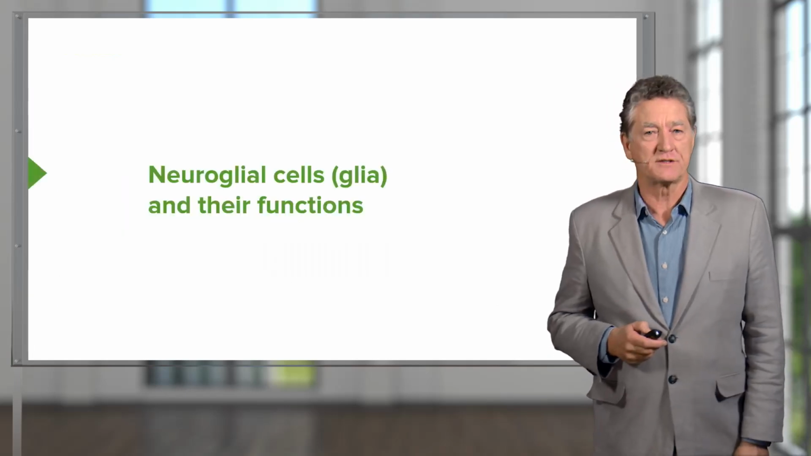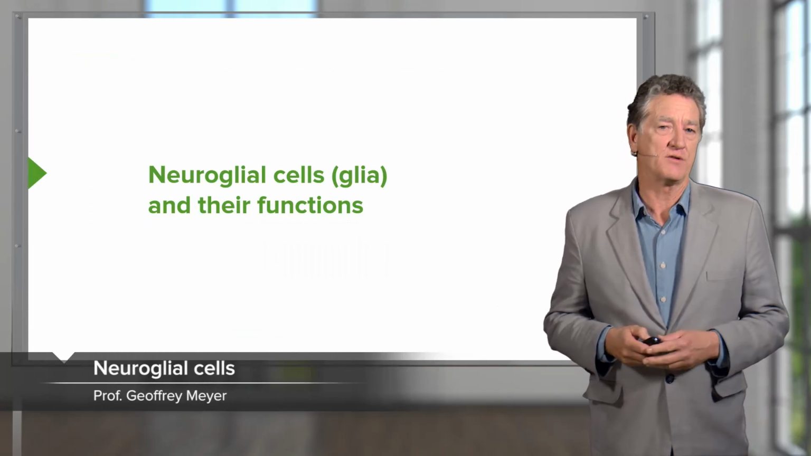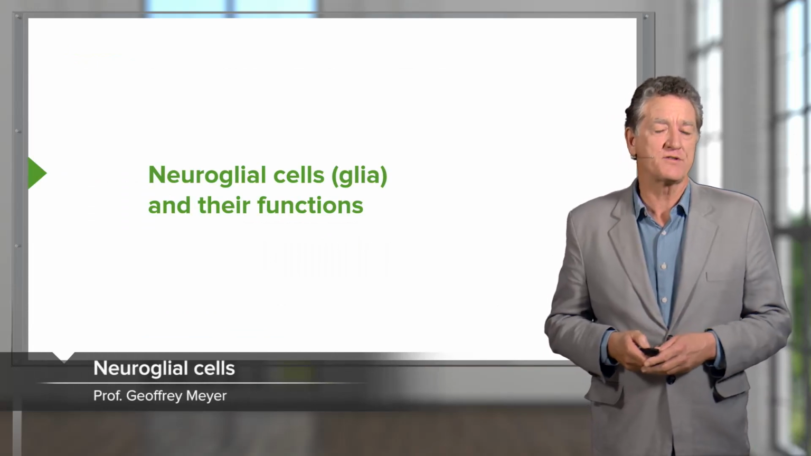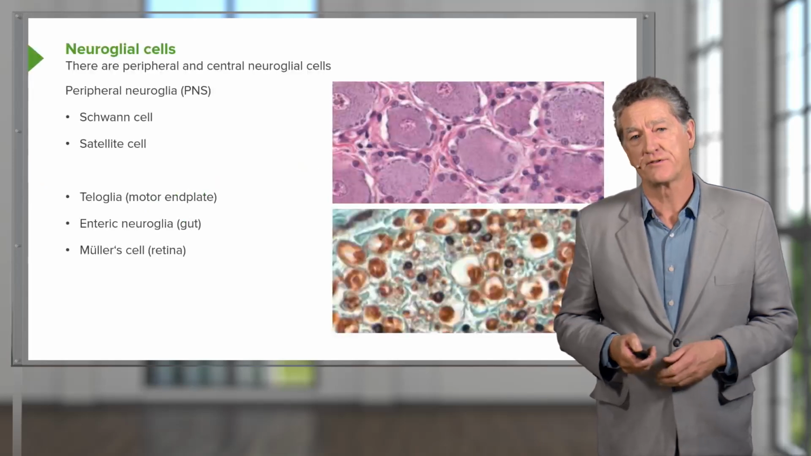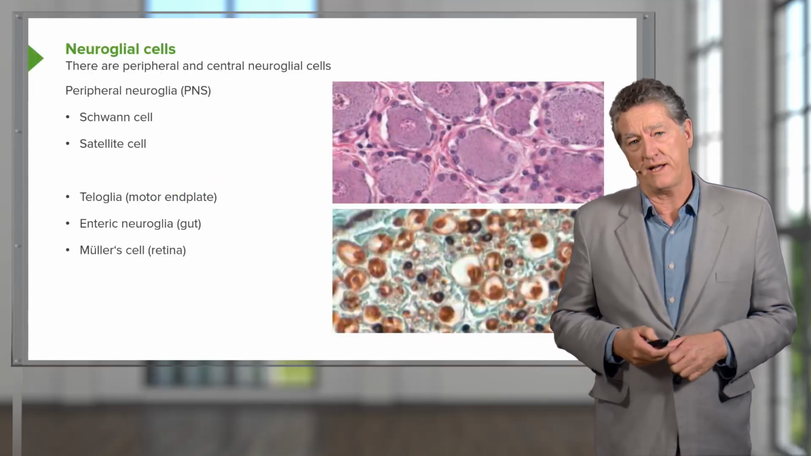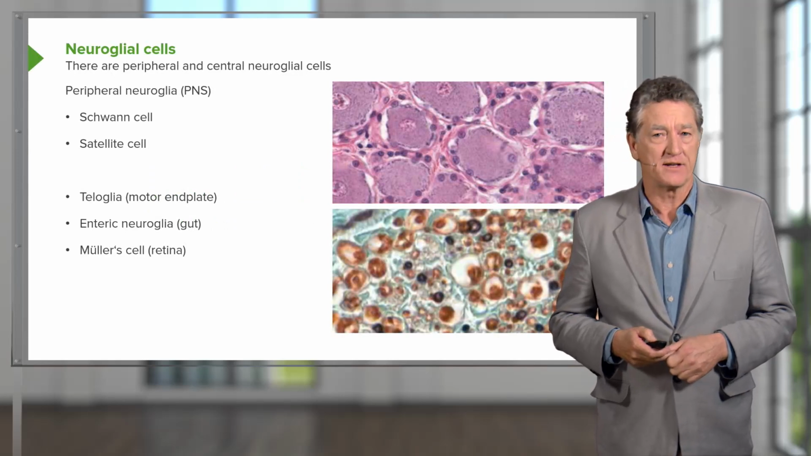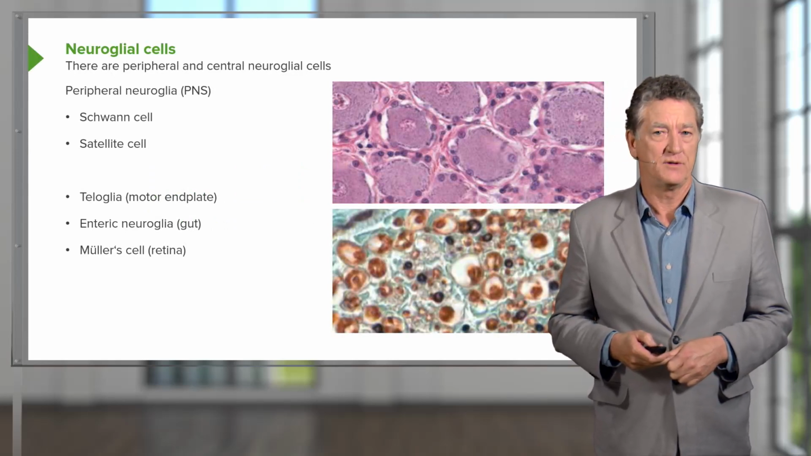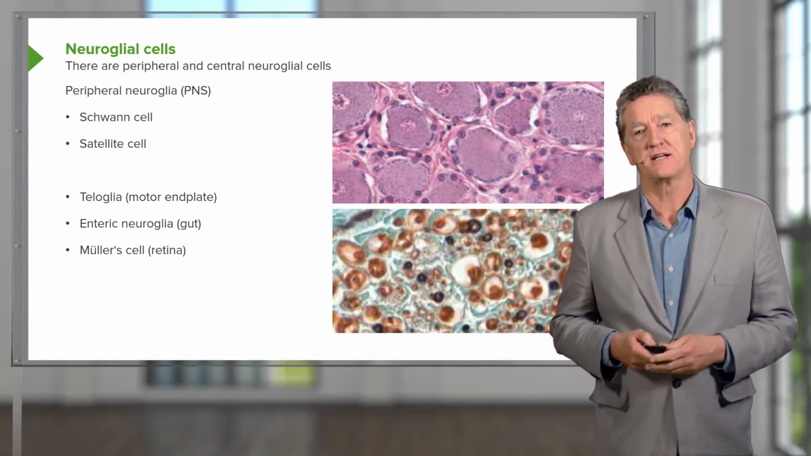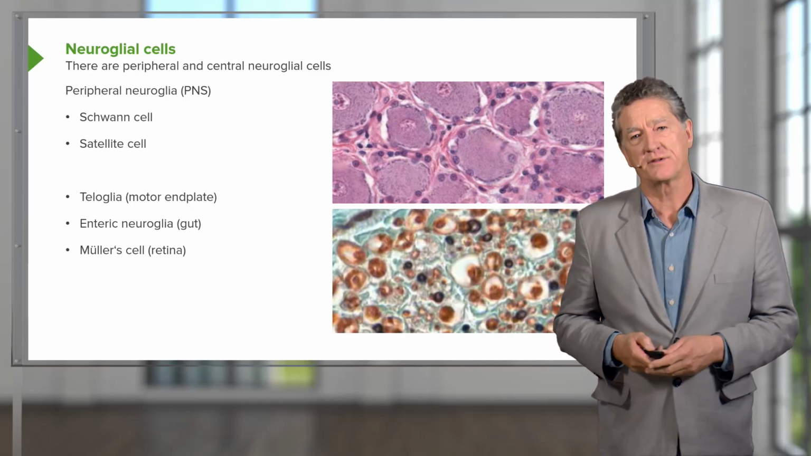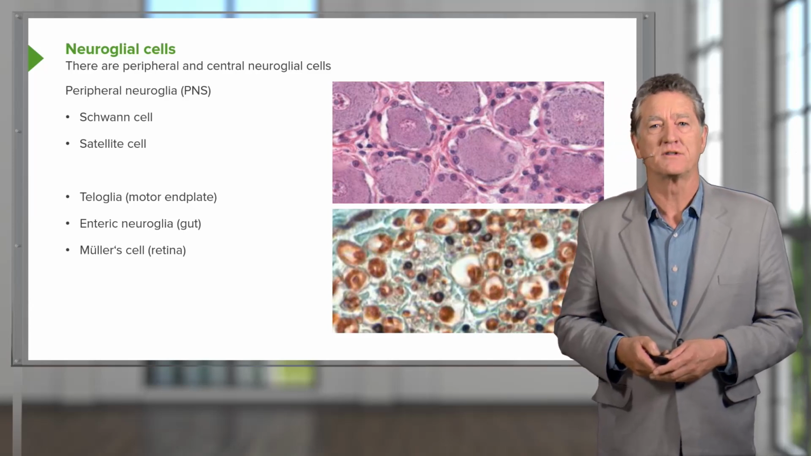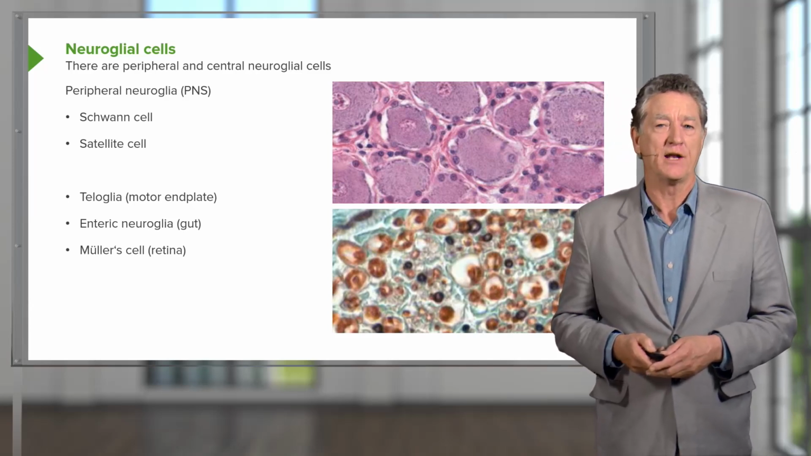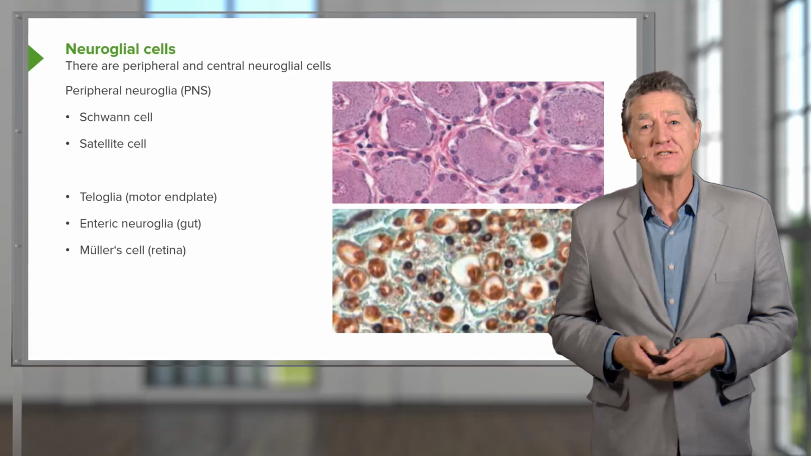Well, let's now look at supporting cells, the glial cells. Those cells that support the neurons, and have a look at their functions. We've learnt already that ganglion cells are supported by satellite cells. Here you see ganglion cells in the top image. They're large cells, large neurons, and all the little nuclei around them are the satellite cells.